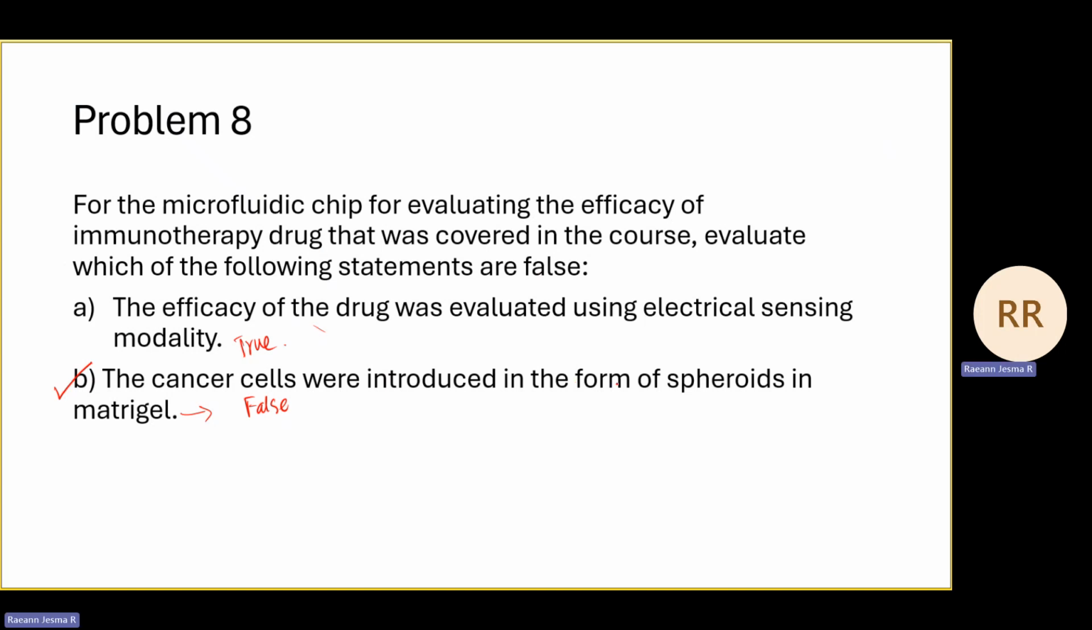So instead of using matrigel, we will use ultra low attachment plates. These plates can be used to culture medium, but whatever cells we are culturing will not get attached to the substrate. Is this clear? If it is clear, we can then move on to the next question.